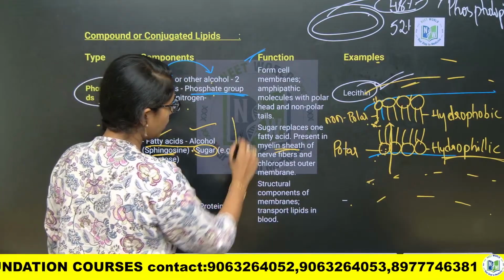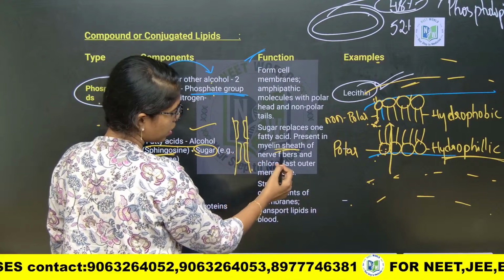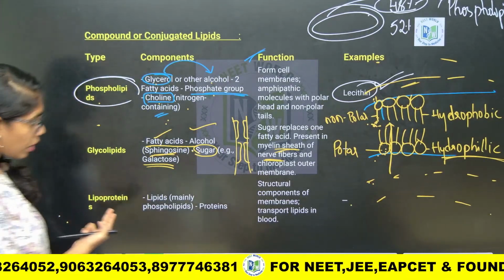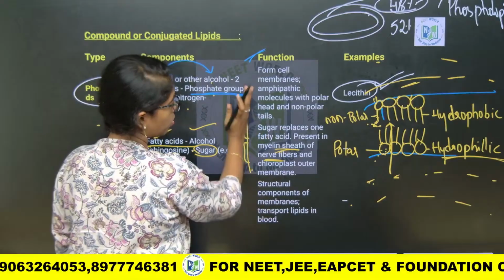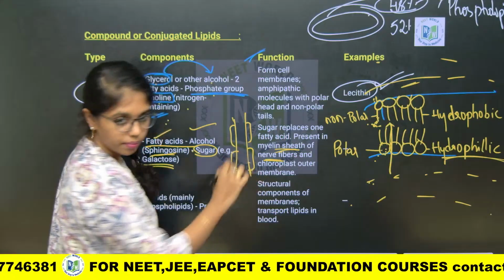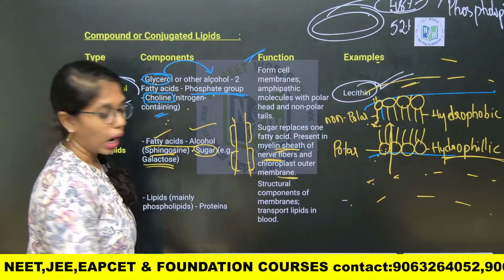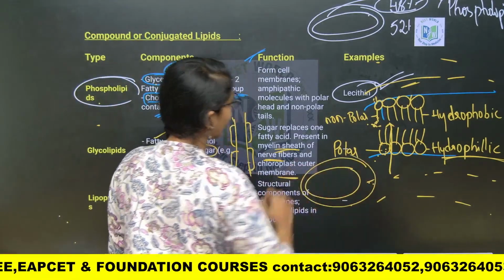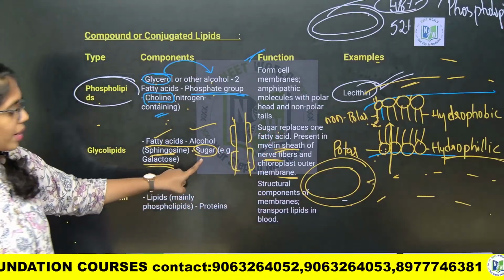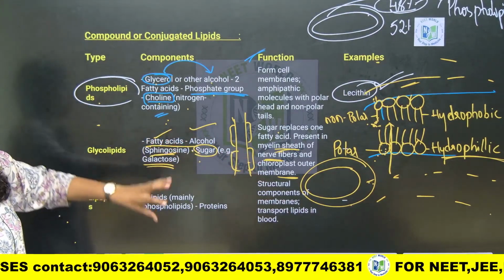So here myelin sheath will be present. In this myelin sheath of nerve fibers, what is present? Glycolipids are present outside. Glycolipids are present in the myelin sheath of nerve fibers and the outer membrane of chloroplasts. Sugars replace one fatty acid here. Sugars will replace one fatty acid. So these are the functions and this is the component.